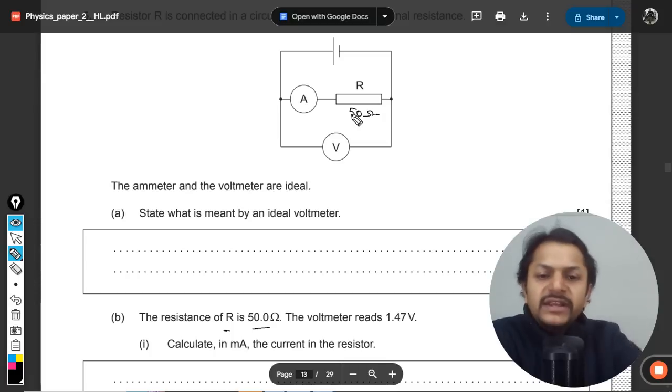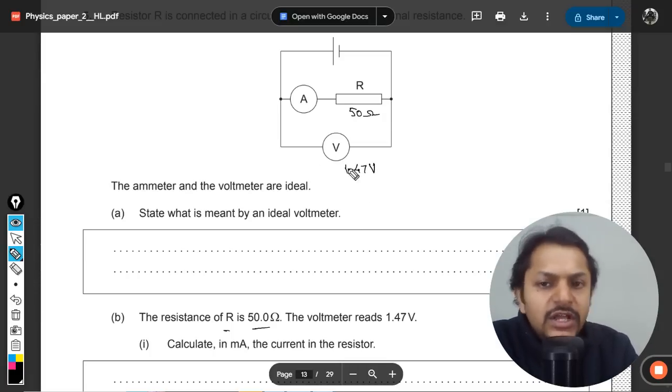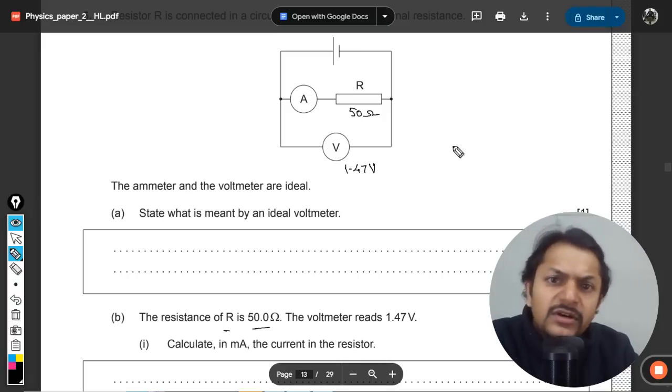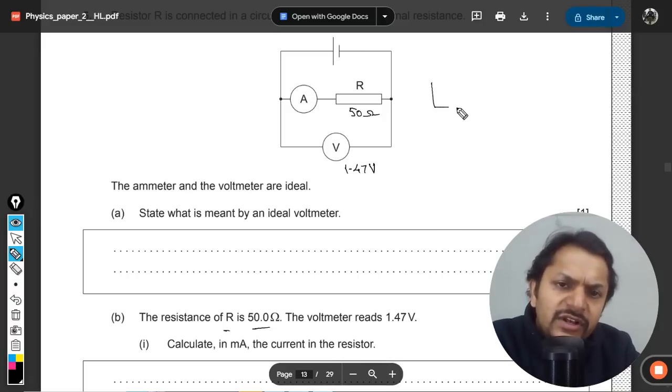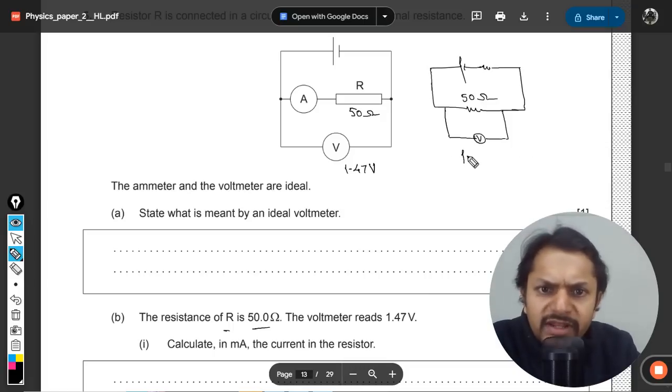and the voltmeter reading is 1.47 volt. The ammeter has no resistance, so this time you can even imagine that there is no ammeter. The circuit will look somewhat like this: this is the resistor which is 50 ohm, and you have a voltmeter across it. That's it. The voltmeter reading is given as 1.47.